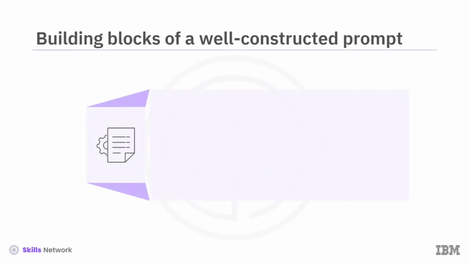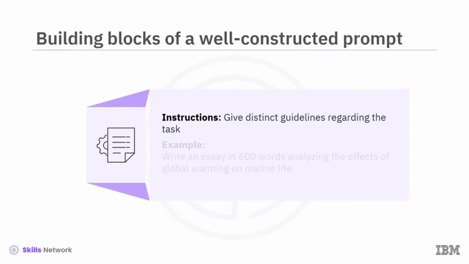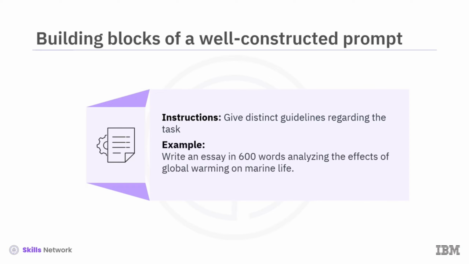by one. Instructions. Give the model distinct guidelines regarding the task you wish to execute, steering the actions of the generative AI model to influence the formation of its response. Like "Write an essay in 600 words analyzing the effects of global warming on marine life" is one example.